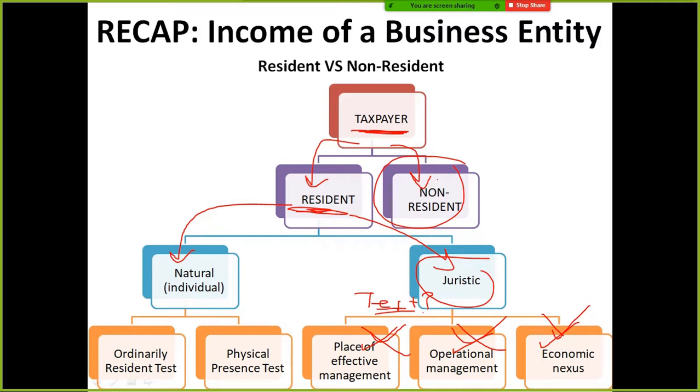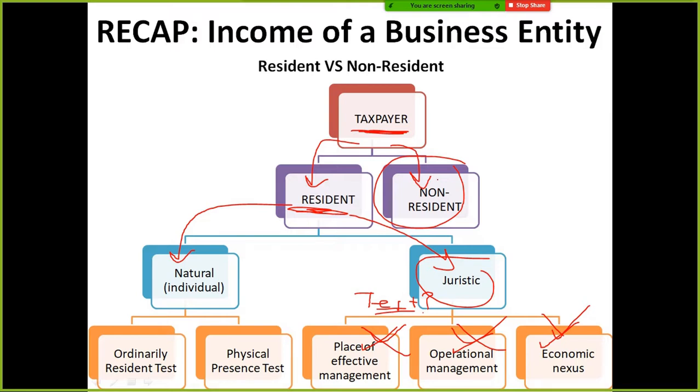Why would you rather be a non-resident than a resident? Because you would pay less tax. Exactly. You don't want to pay more tax, you want to pay less tax.